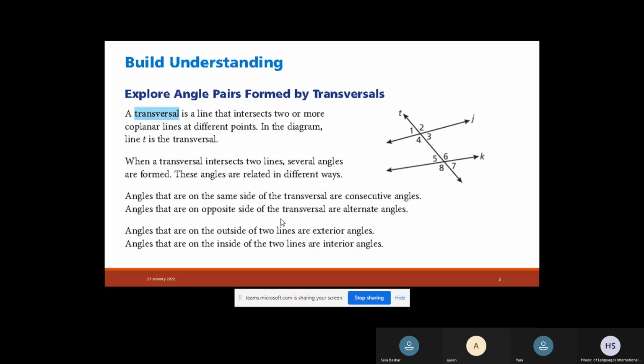The first one: if you have angles at the same side of the transversal line, we call them consecutive angles. And if the angles are on the opposite side, we call them alternate angles. What do I mean by it now?